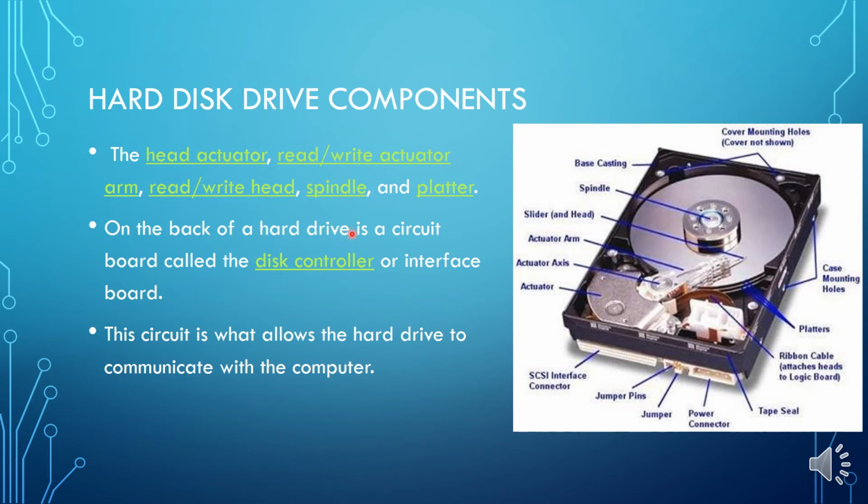On the back of hard drive is a circuit board called the disk controller or interface board. Means this is the disk, but on the back side there is a kind of circuitry that is known as disk controller. This circuit is what allows hard drive to communicate with the computer. Means without any circuitry, we are unable to read or write or transfer any data from hard disk to computer and from computer to hard disk. For that purpose, disk controller is there on the back side.